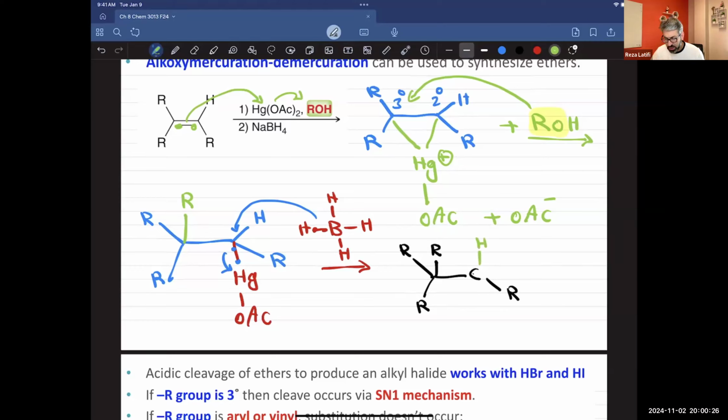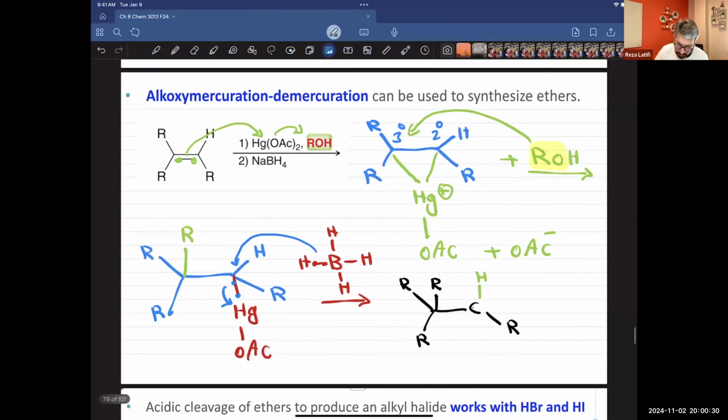Now I made a mistake, and the mistake I made was this one is supposed to be RO, my bad, not ROH. So let me fix this one. I'm sorry about it. We got RO there and hydrogen.